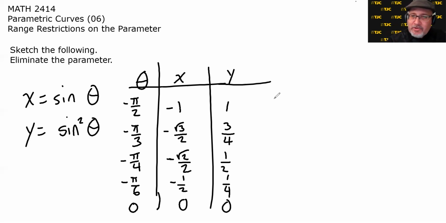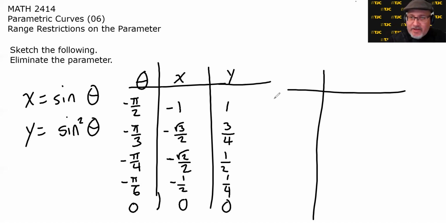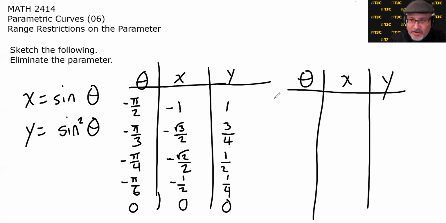Let's go ahead and make another table for our positive values. Didn't space it out too well, but I'm not going to reorganize everything right now. We'll just go up to pi over 2, making our convenient stops at pi over 6, pi over 4, pi over 3, then finally pi over 2.